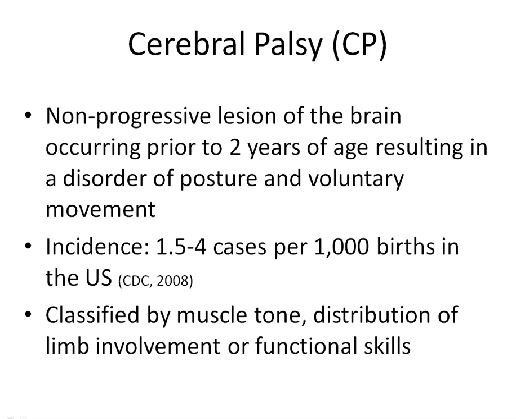So cerebral palsy, or CP, is a non-progressive lesion of the brain that occurs prior to the age of 2, and it results in disorders in posture and voluntary movement. The incidence rate ranges from 1.5 to 4 cases per every 1,000 births within the U.S. This data is from the CDC in 2008.